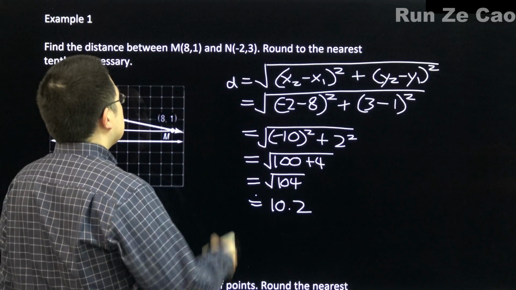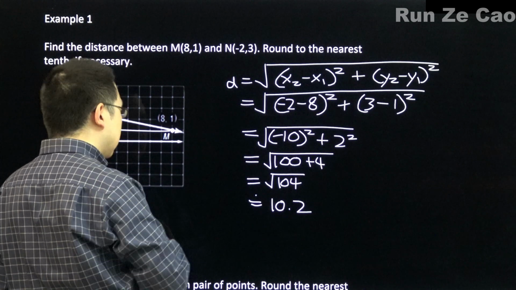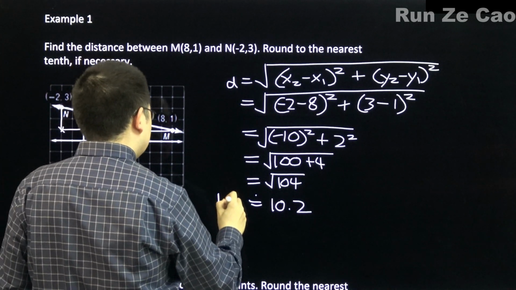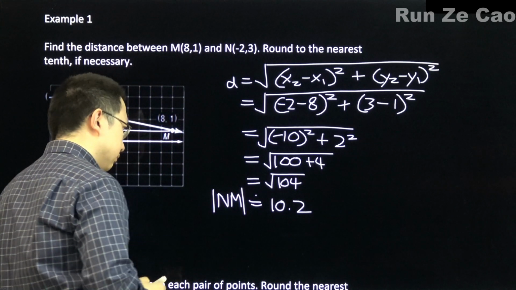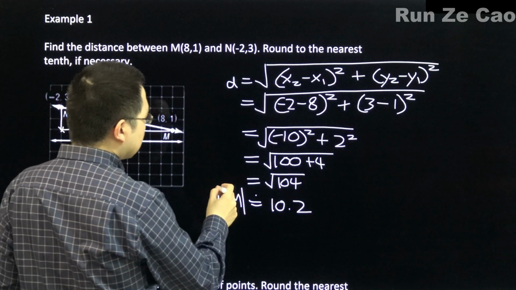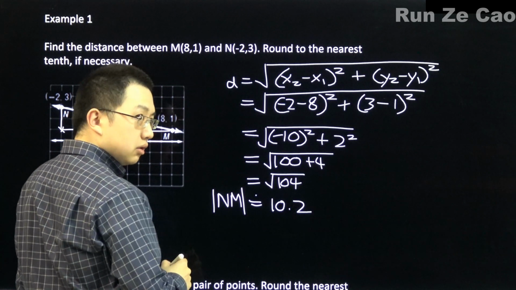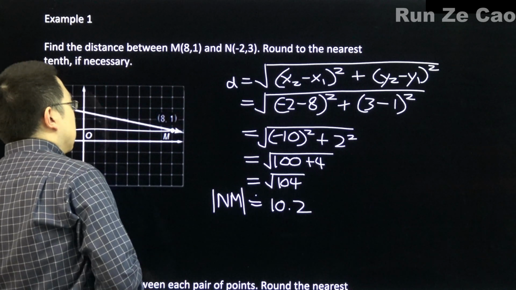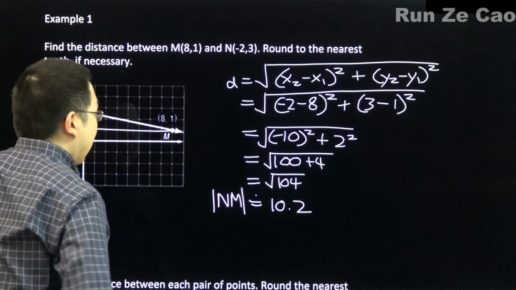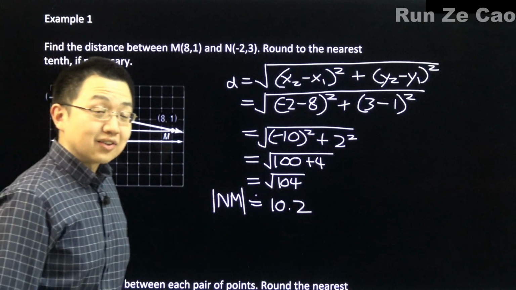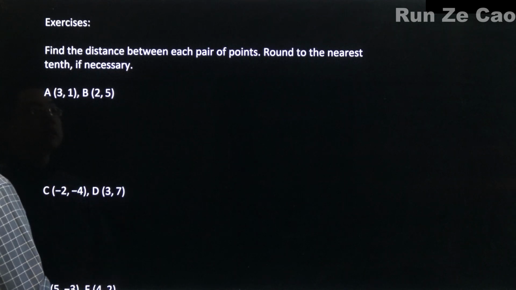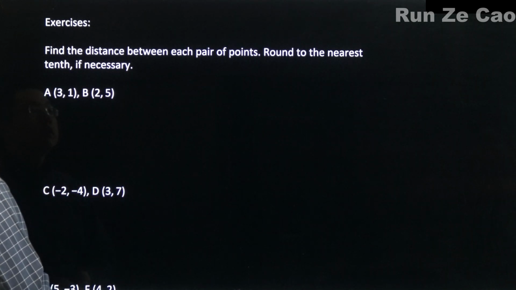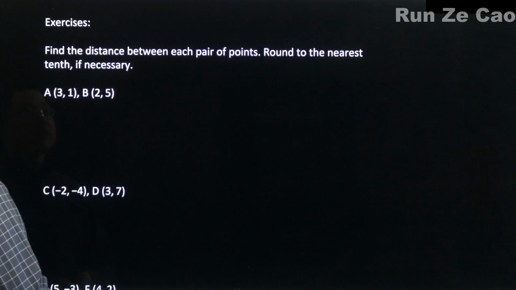Now, instead of d for distance, this could also be magnitude of NM, or magnitude of line segment, or vector NM. So it's the size of the line, because magnitude just means size. Well, let's do some exercises finding the distances between pairs of points. Round to the nearest tenth if necessary.